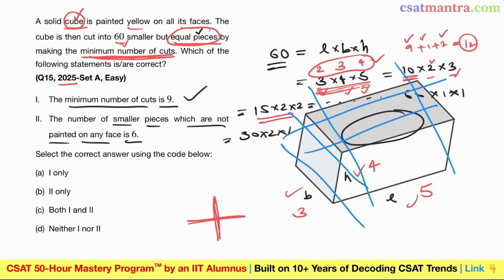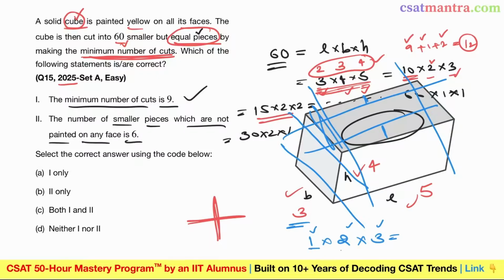And what is the volume of that? See, from this 3, this is 3, right? You removed this and this. 2 units you have removed. So 3 minus 2, 1. 4 also you will remove 2 units: one left side, one right side, or one top or one bottom. So 4 minus 2, 2. 5 also you will remove 2 units. So 5 minus 2, that is 3. So this is the volume of the inner piece which is not painted on any face.